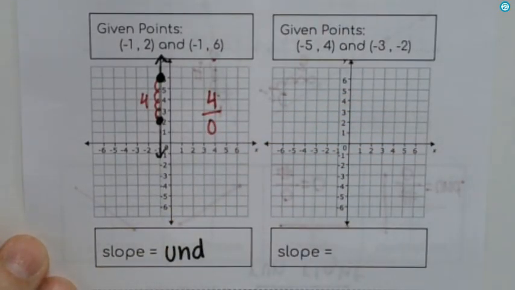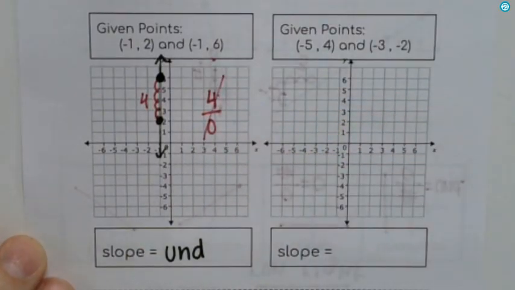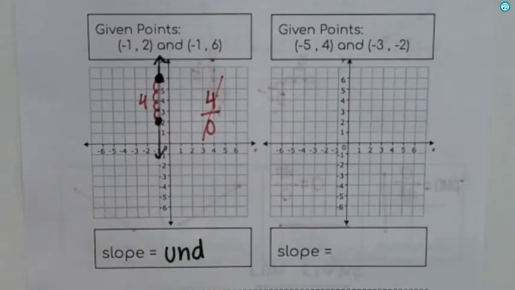Am I allowed to divide by 0? No. We talked about that last unit already. So 4 over 0, since I'm not allowed to divide by 0, it's going to be undefined. And I just write U and D instead of undefined. You can spell it all the way out if you really want to.